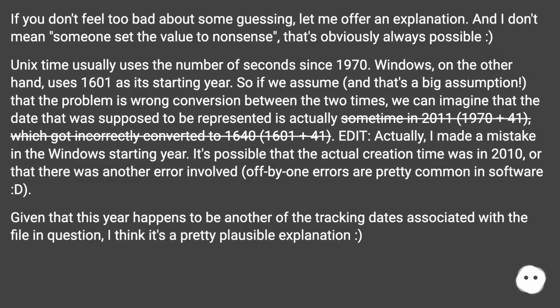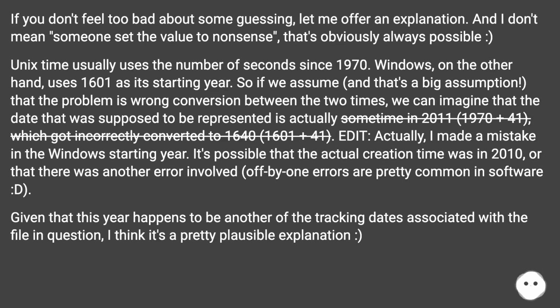If you don't feel too bad about some guessing, let me offer an explanation. And I don't mean someone sets the value to nonsense, that's obviously always possible. Unix time usually uses the number of seconds since 1970. Windows, on the other hand, uses 1601 as its starting year. So if we assume, and that's a big assumption, that the problem is wrong conversion between the two times, we can imagine that the date that was supposed to be represented is actually sometime in 2011, 1970 plus 41, which got incorrectly converted to 1640, 1601 plus 41.